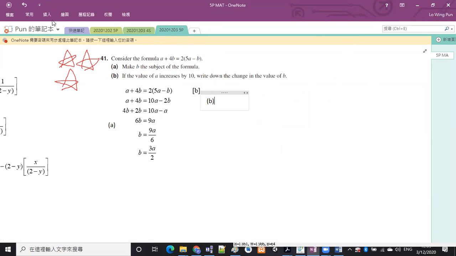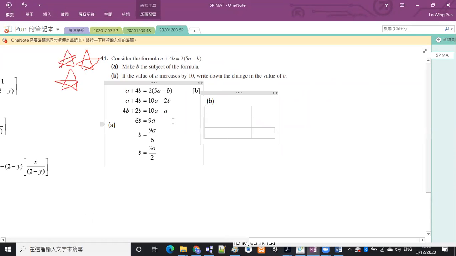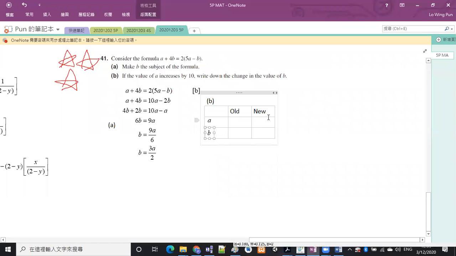Use a table like this. The old value and new value. Okay, and then value of A and the value of B.